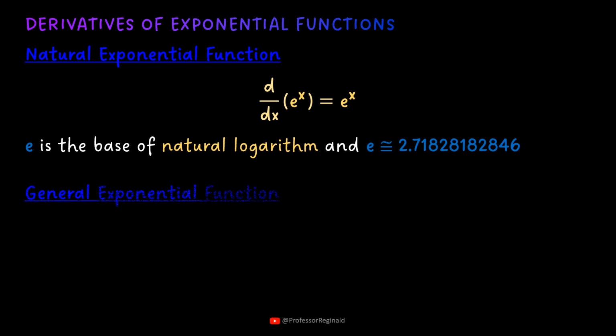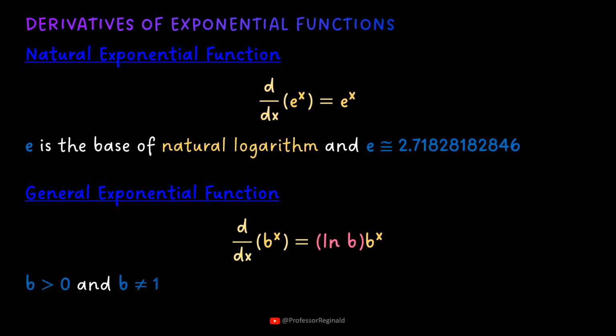General exponential function. The derivative with respect to x of a number b raised to x is equal to the natural logarithm of b times b raised to x, where the base b is positive and not equal to 1. Meanwhile, the general and natural exponential functions are related through the following equation. b raised to x is equal to e raised to the natural logarithm of b times x.